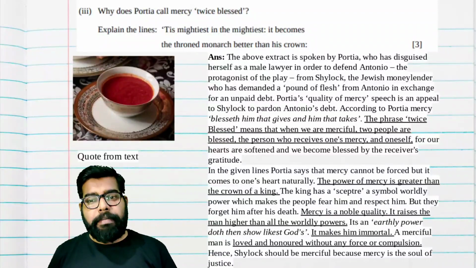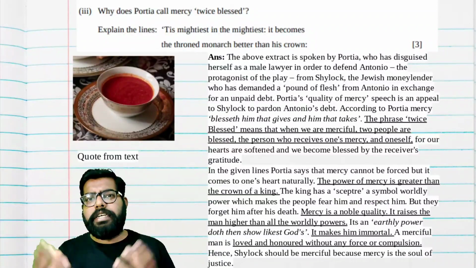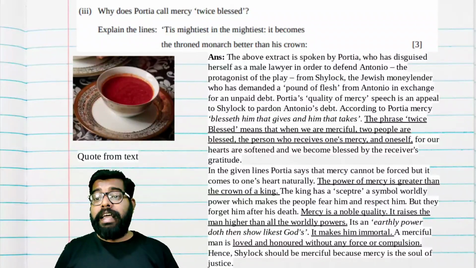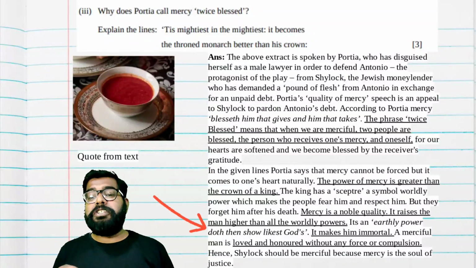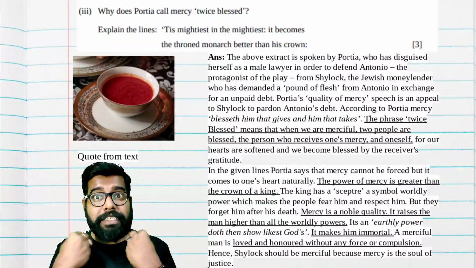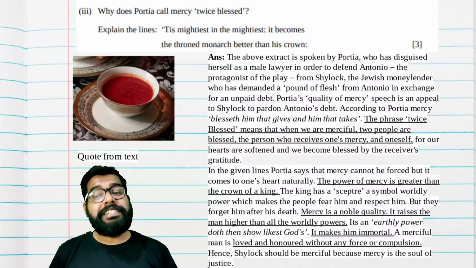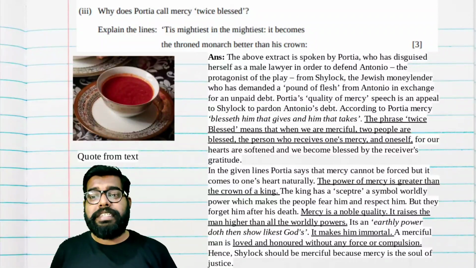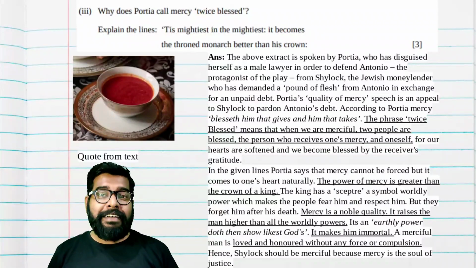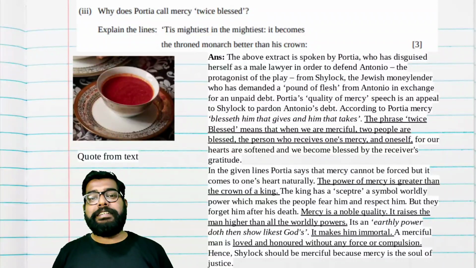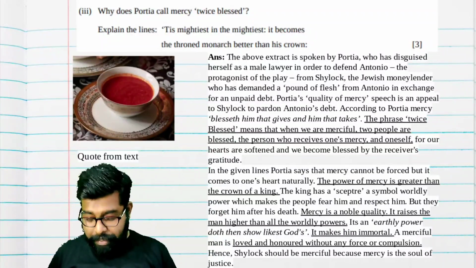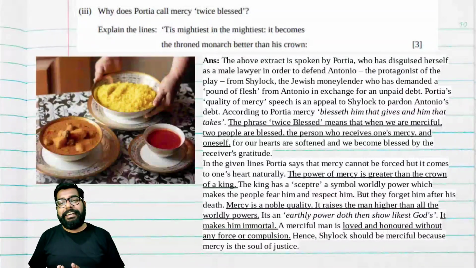Similarly, to explain the couplet there, one line just stands out if you remember the whole speech. It's here: an earthly power doth then show likest gods. So a power which is there on the earth, but it makes a person as good as God. And then around it, as you can see, we are explaining the same line. So this is the best way to form an answer. Now it's a complete meal. There is rice, there is curry, and there is chutney. And as you can see, a complete answer in front of you with explanation, with keywords underlined, and also with quotes. So I hope this sample answer helps you.